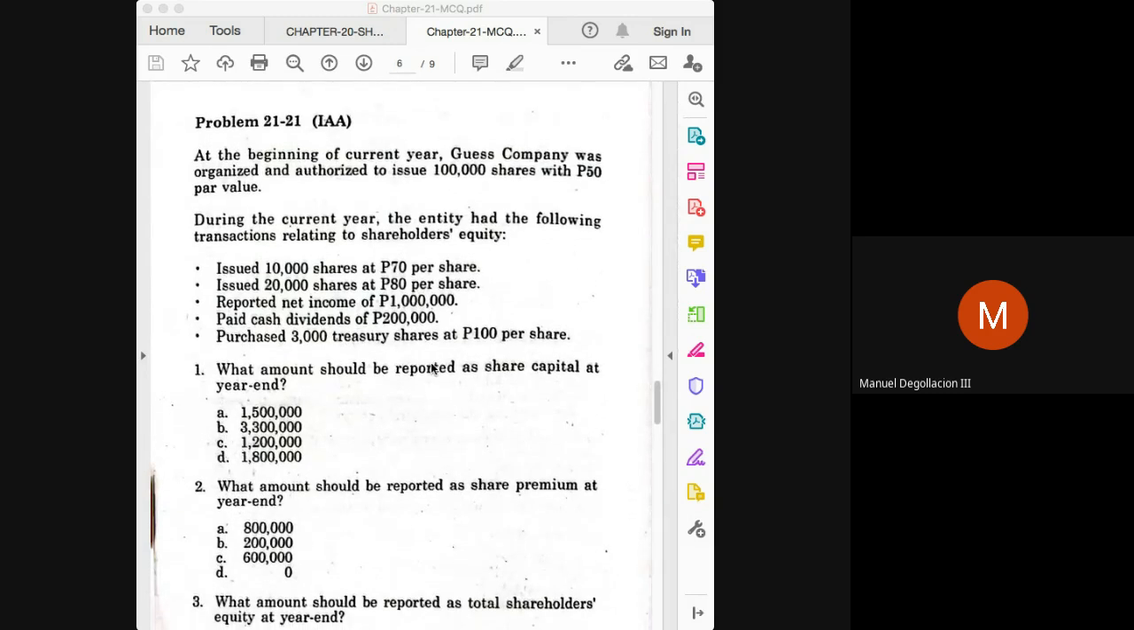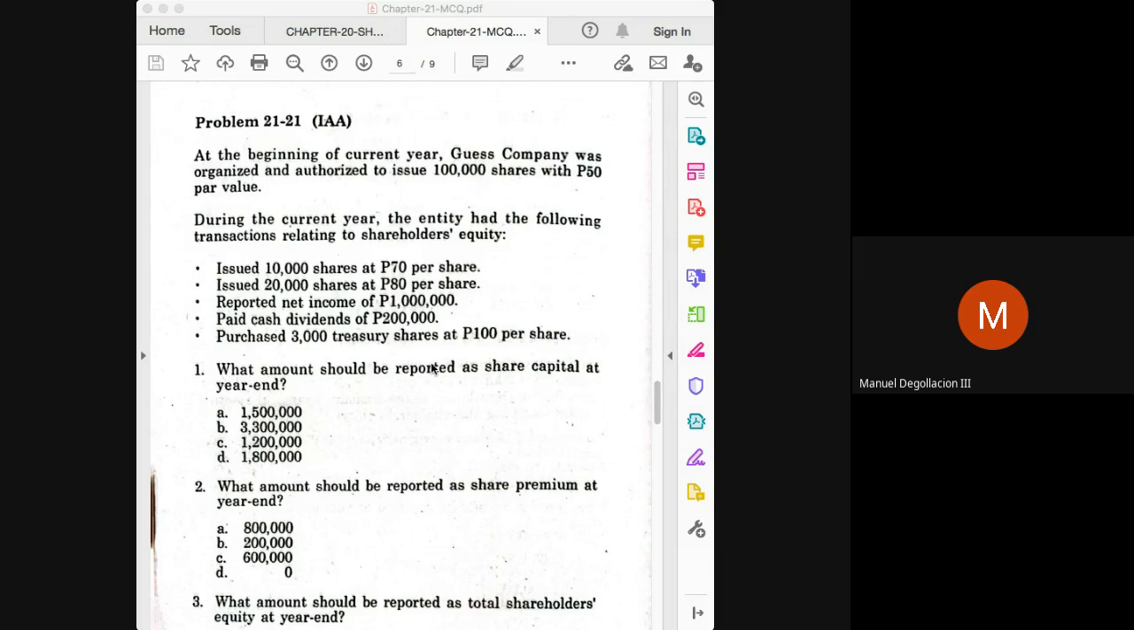21-21. What amount should be reported as share capital? What amount should be reported as share premium? And what amount should be reported as total shareholders' equity? So we'll just have to go through these transactions. At the beginning of the current year, gas company was organized and authorized to issue 100,000 shares with 50 par value. So this is basically the first year of the operations. During the current year, the entity had the following transactions relating to shareholders' equity.